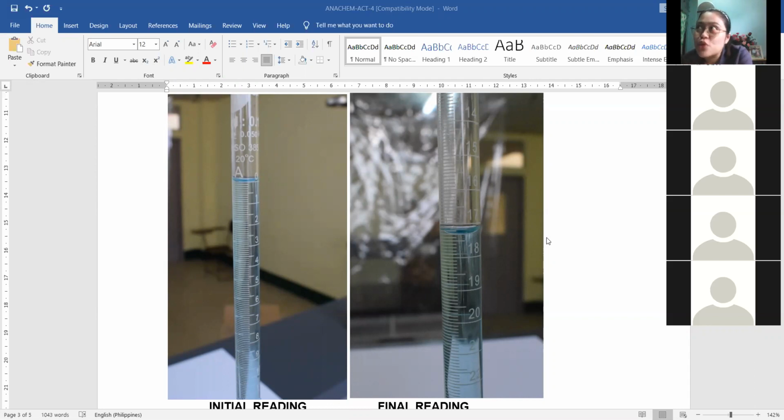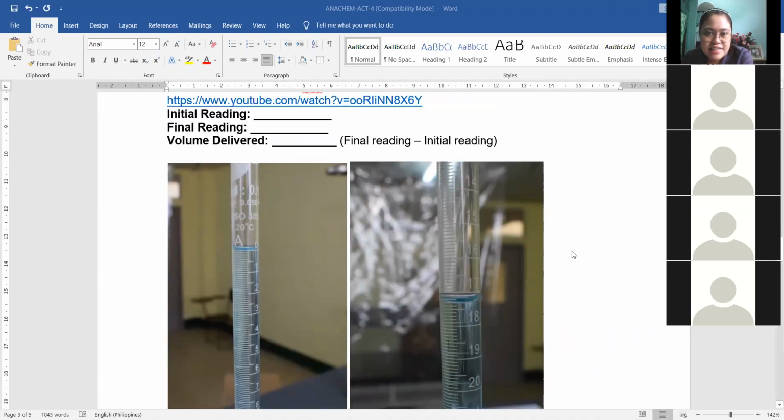When you say a clear solution, even though may color siya, klaro makita mo lahat yung mga graduation mark dyan compared sa turbid na solution. Pag turbid na solution, it's similar to a cloudy solution. Pag ganun yung solution mo na cloudy siya, you have to use the higher meniscus. Ito, hindi naman siya cloudy. It's a clear solution, so lower meniscus siya. Yung clear solution na sinasabi ko, it doesn't mean na wala siyang color. Pwede siyang may color as long as clear siya. Hindi siya cloudy. Okay? So, you practice reading the burette class.